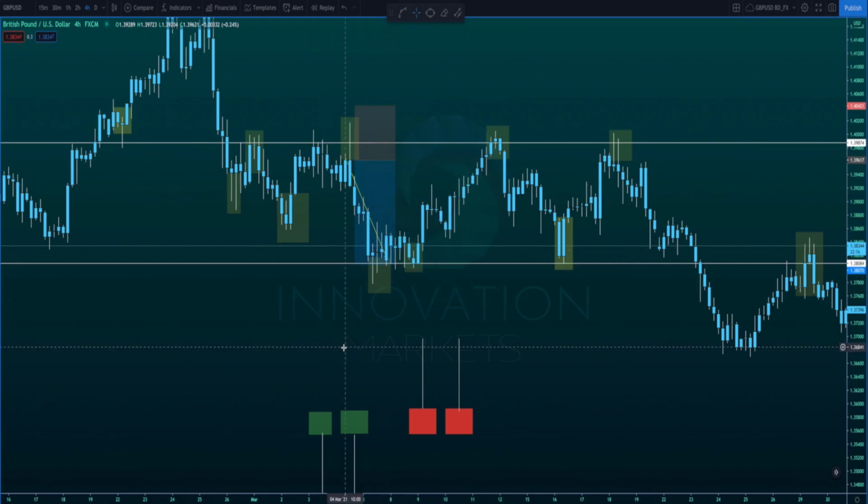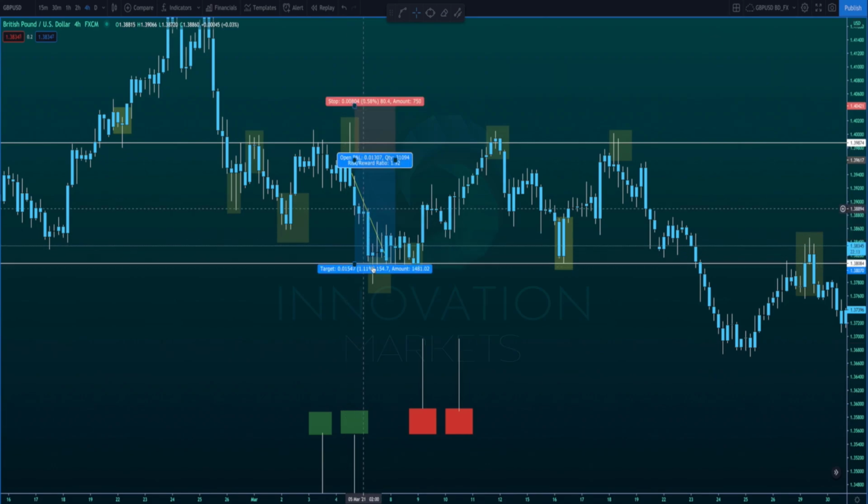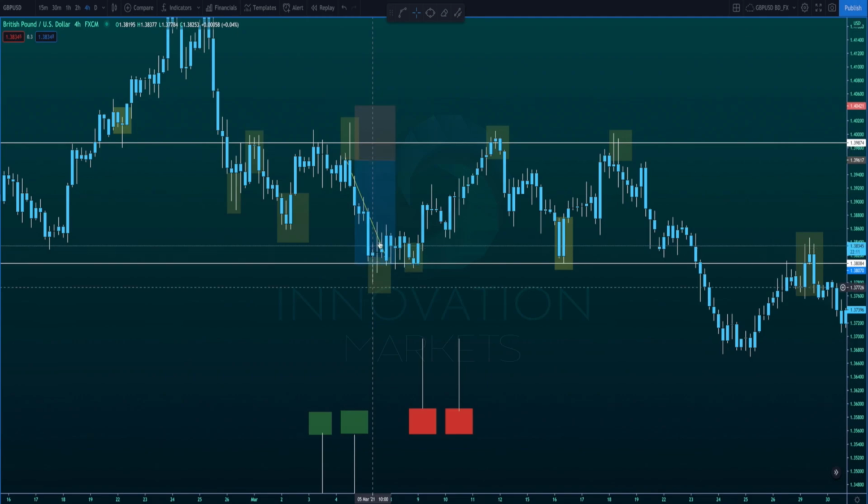Now, for here, you can see how price action tells you that. Because here, price is pushed down, you've got a pin bar here, doji.